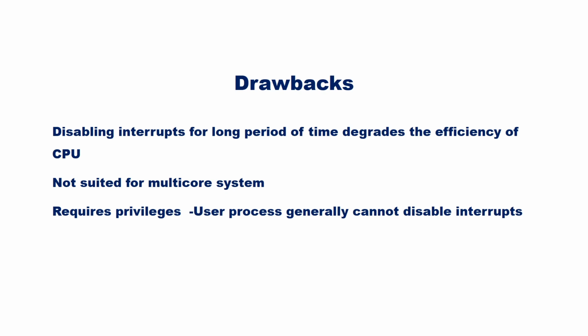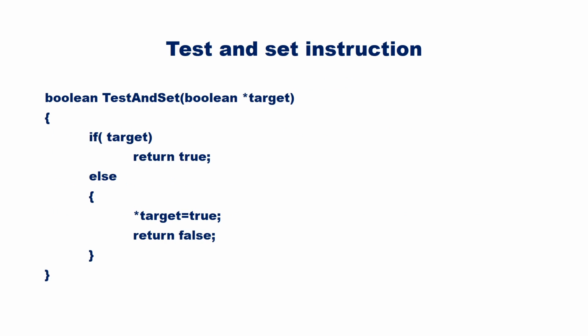Due to the disadvantages mentioned, many systems provide special machine instructions to solve this critical section problem. One special instruction is the test and set instruction. An important property of this instruction is that it executes atomically. That means the function cannot be interrupted in between. The function accepts a Boolean argument, and if the argument is true, it returns true. Otherwise, it sets the target to true and returns false.